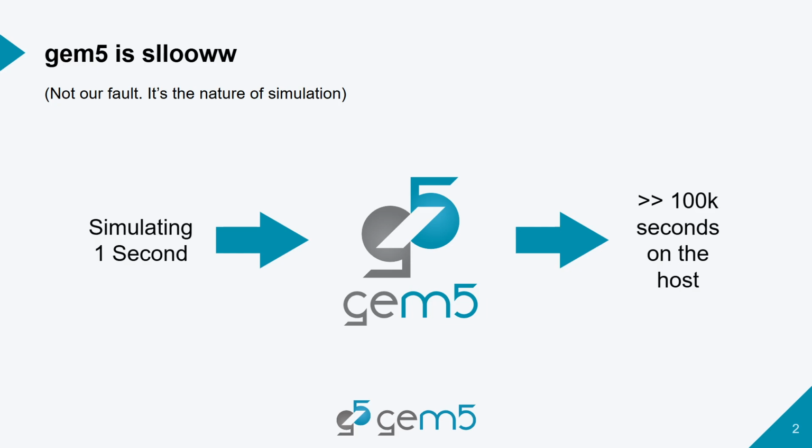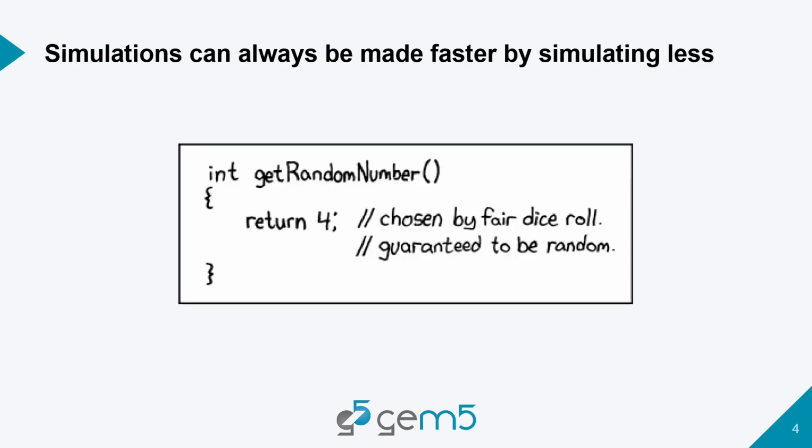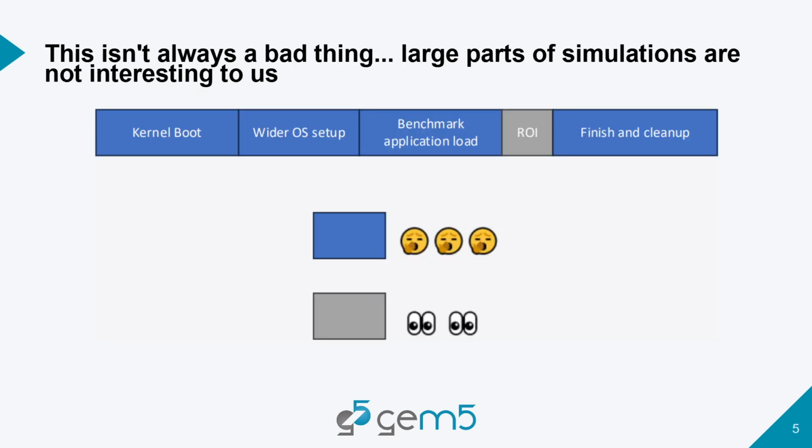gem5 is slow, but it's not our fault. It's the nature of simulation. Fortunately, there are some workarounds. We don't need to simulate everything perfectly or at all. Simulations can always be made faster by simulating less. This is not always a bad thing.